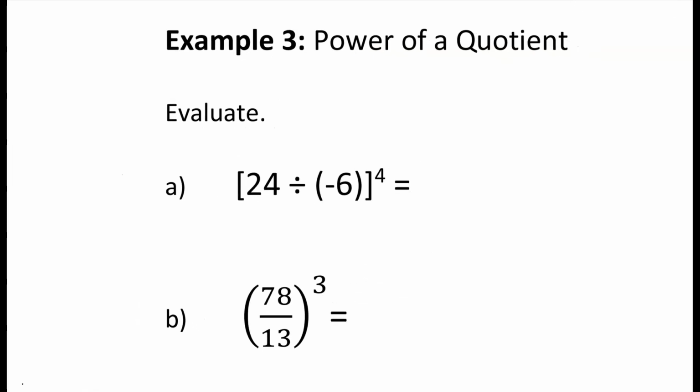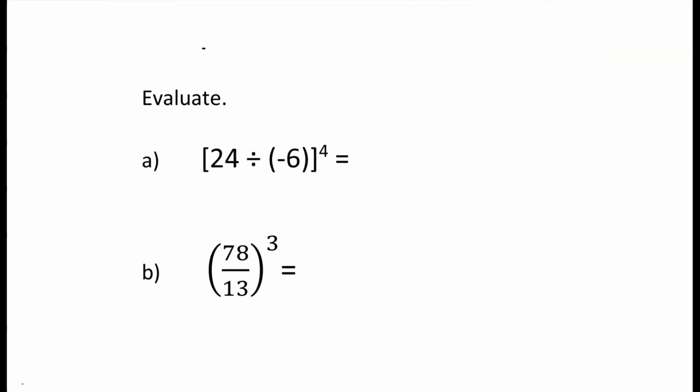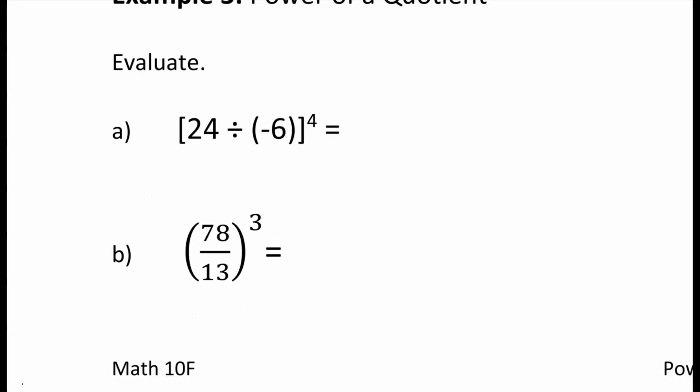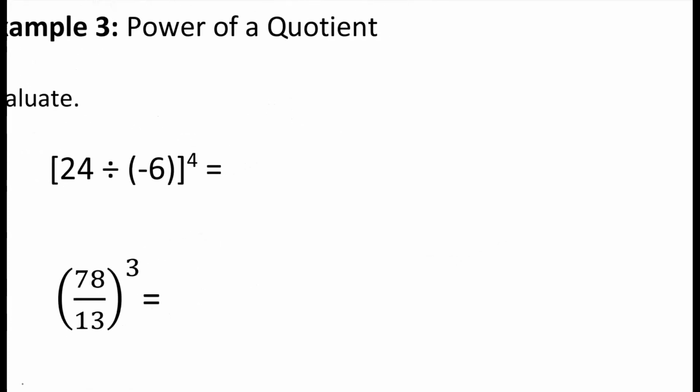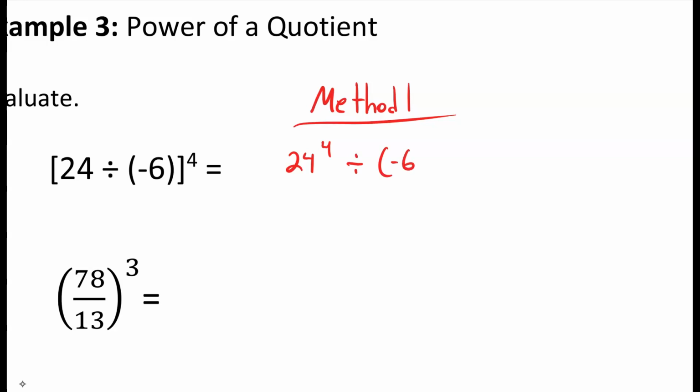So power of a quotient, we have two different setups here. We have side by side and we have on top. Both are going to be treated the same. In this situation at the top, we have 24 divided by -6 in brackets to the power of 4. We're going to do both methods to see which one you are comfortable with. So method 1, we're going to do 24 to the power of 4 divided by -6 to the power of 4.